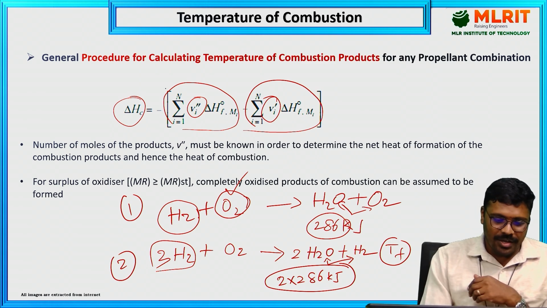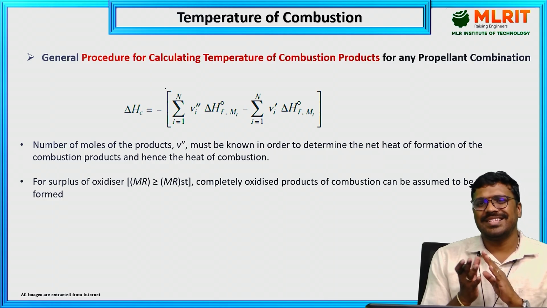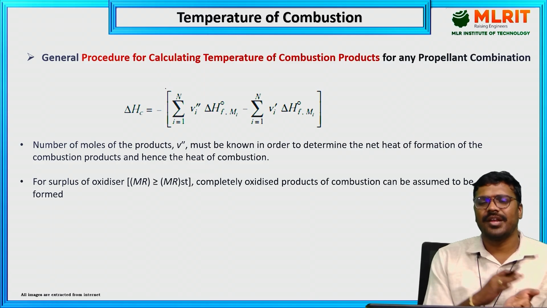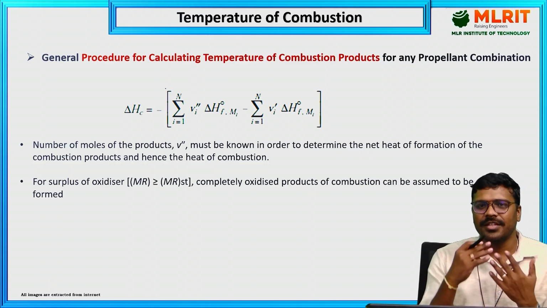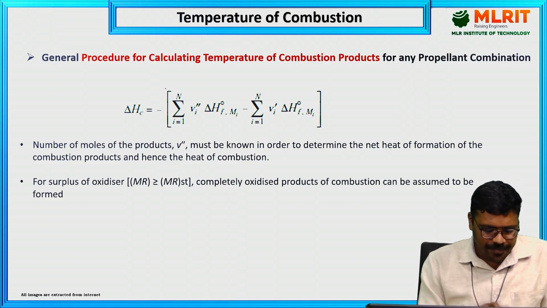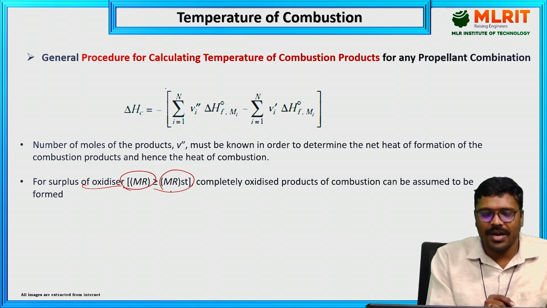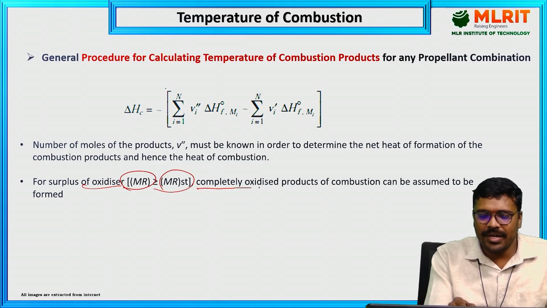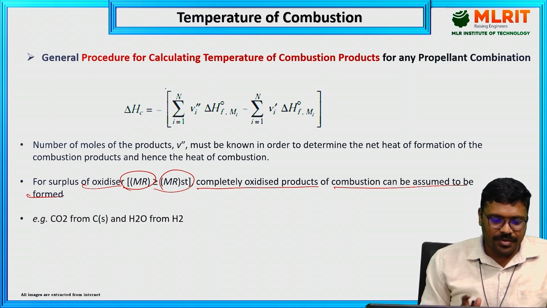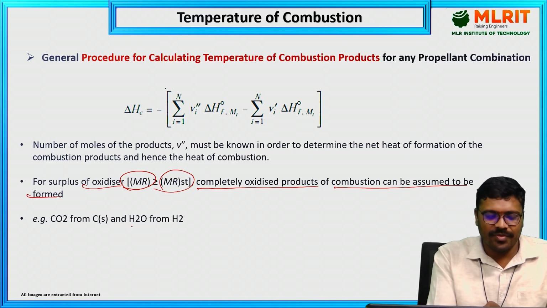So that's why it is very important to find out whether it is a stoichiometric reaction, or oxidizer is more, or fuel is more. Based upon that, we have to find the products first. After that, we have to find the temperature of combustion products. For surplus of oxidizer, the mixture ratio will be more than the stoichiometric mixture ratio. So completely oxidized products of combustion can be assumed to be formed. For example, CO2 forms from carbon, and H2O forms from hydrogen.